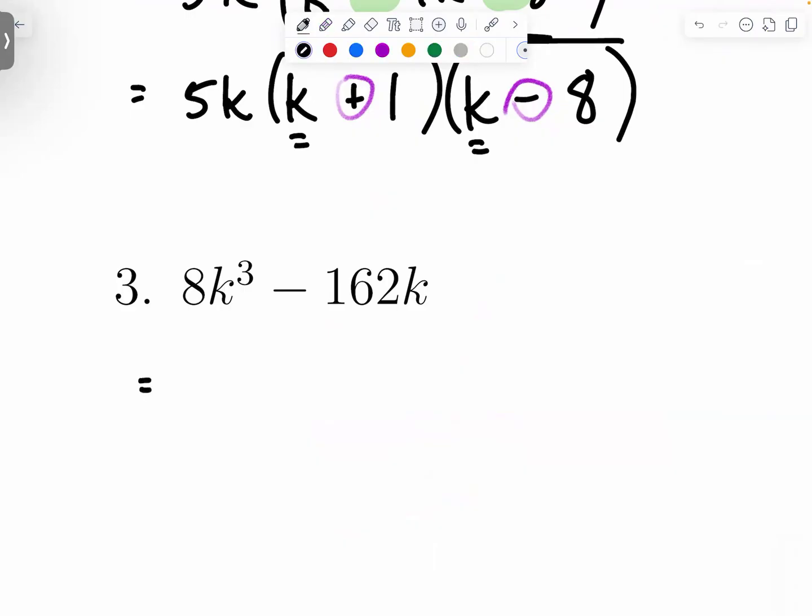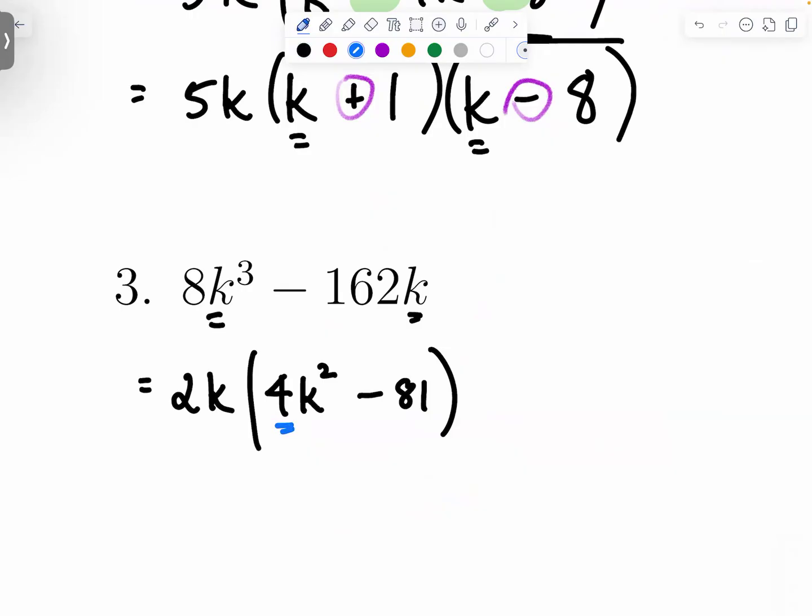All right, let's see how much we can do. Well, at the very least, I can see they're both even numbers. And also, I can see k. So we take out the 2, we take out the k. And what do we have? 4k squared minus, what is this? 81. Can we factor this any further? Well, for 81, I think they belong to a very special category of numbers, and that is called the perfect square.